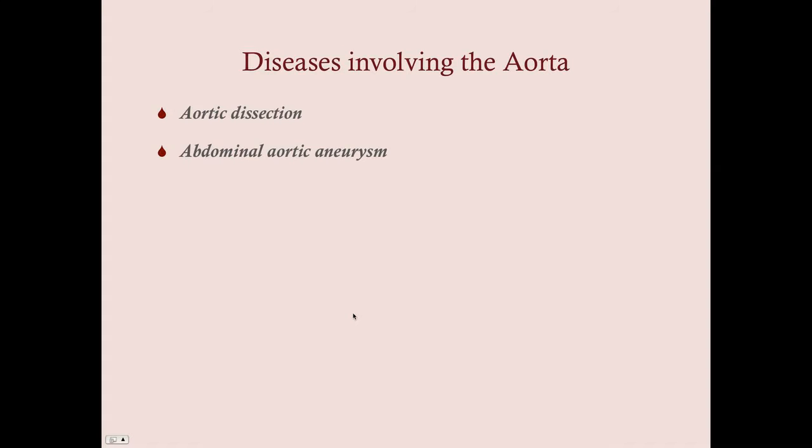So the two diseases we're going to talk about involving the aorta are aortic dissection and abdominal aortic aneurysm. There's some overlap in them, but they are two distinct diseases. They're both surgical diseases, but they can be managed medically prior to surgical operation.